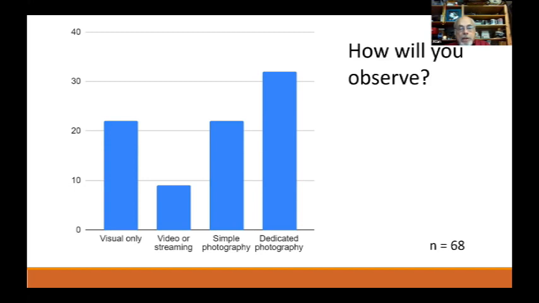And this is not percentages. This is the number of people out of, I think there were 68 in this sample. So roughly a third are doing visual only.